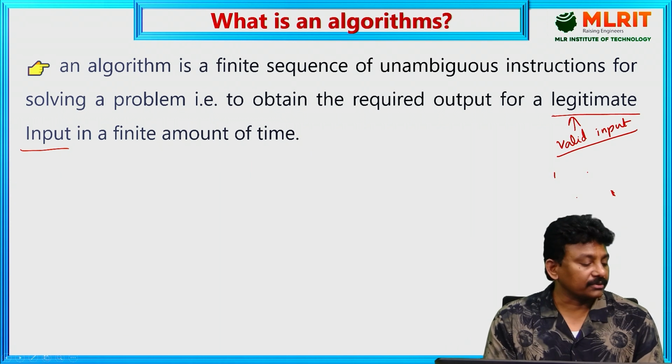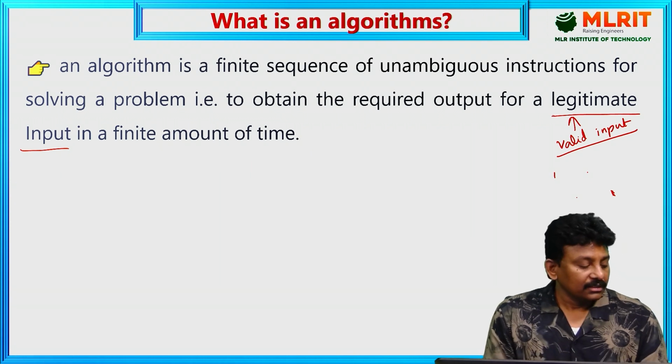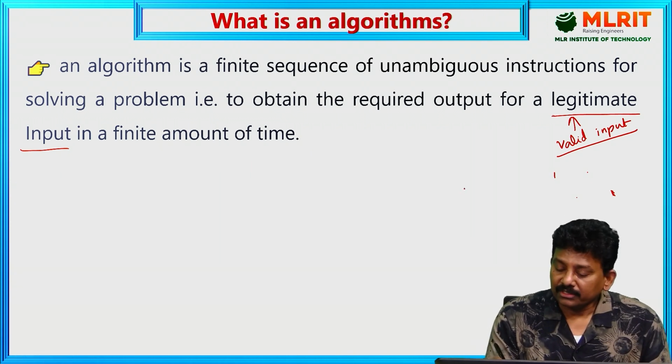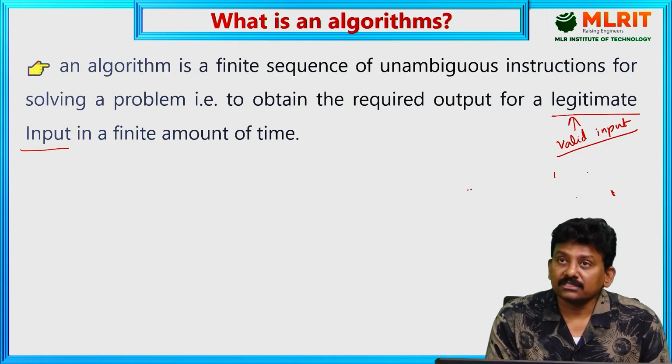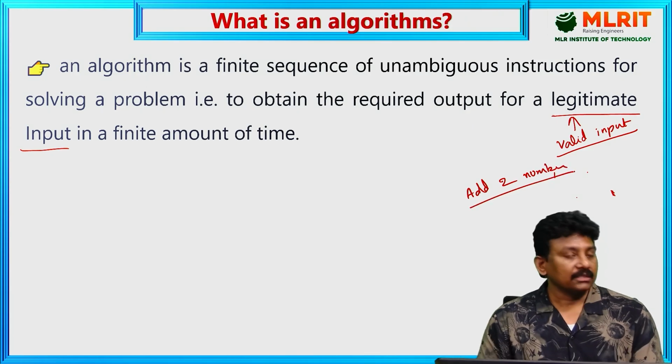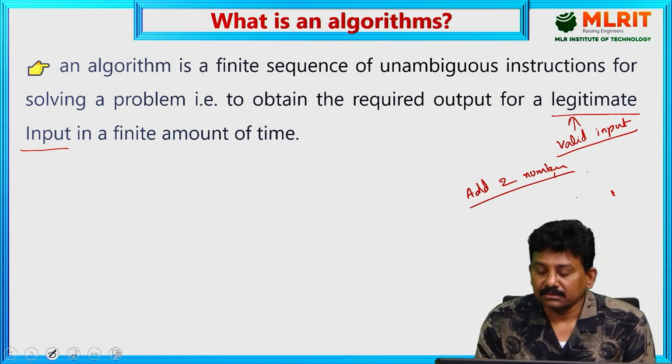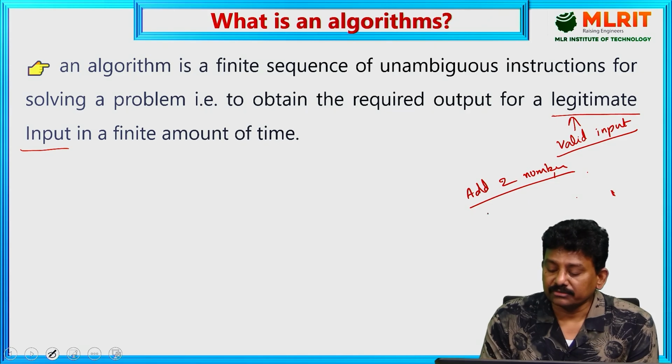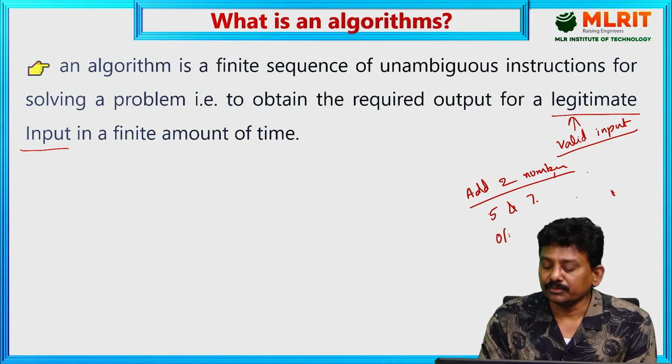Valid input. See, for example, what is valid input? If there is an instruction in the algorithm, add 2 numbers, then the algorithm expects input as 2 numbers. For example, if you give 5 and 7 as inputs, the output should be 12.